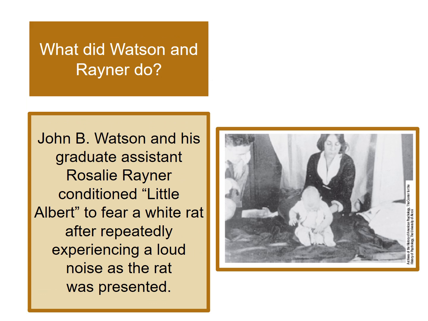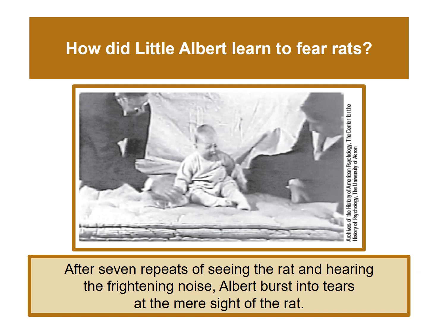What did Watson and Rayner do? John B. Watson and his grad assistant Rosalie Rayner conditioned little Albert to fear a white rat after repeatedly experiencing a loud noise as the rat was presented. How did little Albert learn to fear rats? Well, after 7 repeats of seeing the rat and hearing the frightening noise, Albert burst into tears at the mere sight of the rat. Poor little guy.